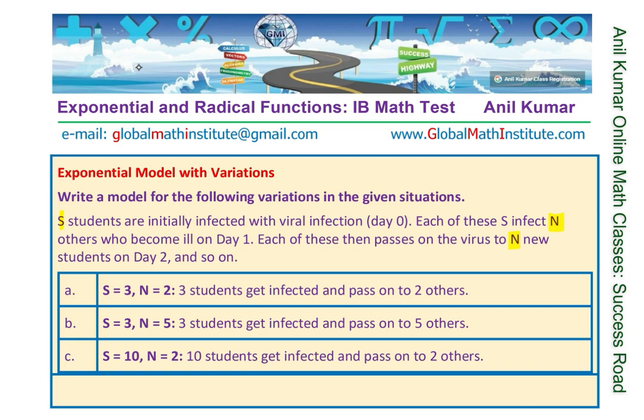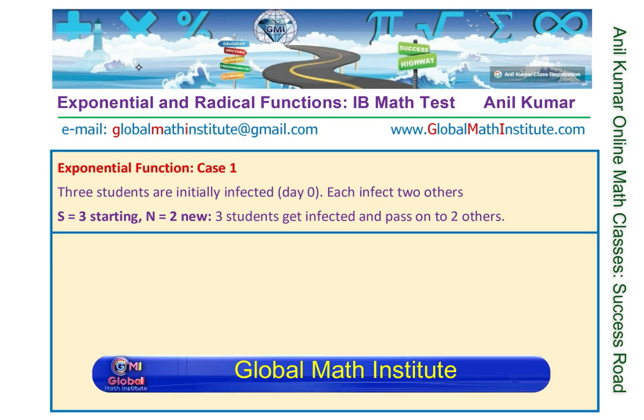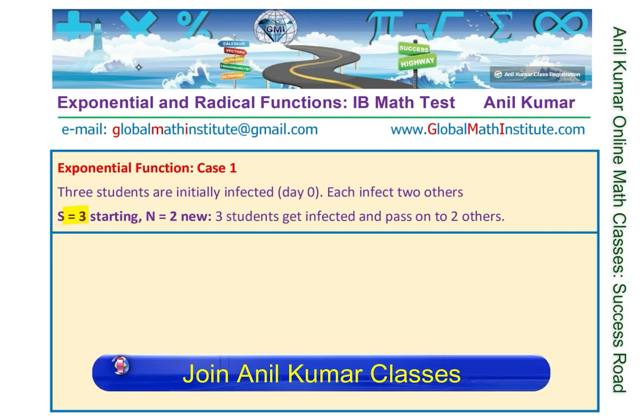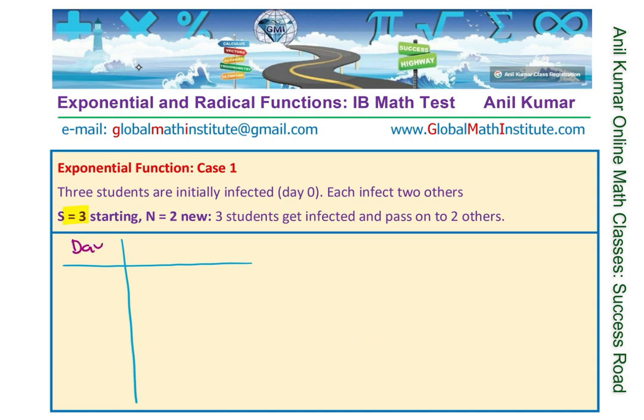Perfect. So let's now begin with the solution, with case 1, which is 3 students are initially infected on day 0, each infecting 2 others. So in short, initially to start with, we have 3 students who are infected. What we can do here is make a table of values to begin with and understand the concept. In this table of values, we can write down the students infected each day, starting with day 0 and infected students.